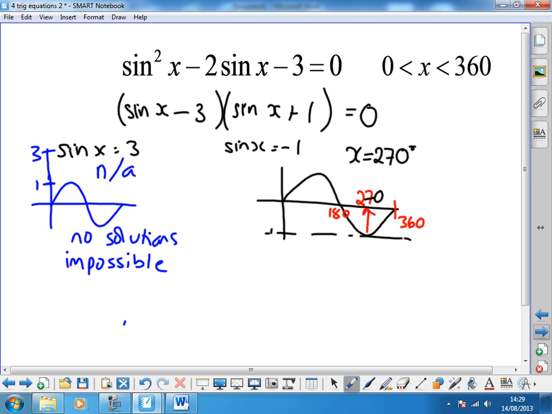Yeah. And we only want between 0 and 360, and you can see there's only one solution by looking at the graph. So, yeah. I mean, if you did want to check on your calculator, then you can obviously option calc, solve, sine x equals minus 1, and just check that it is the only solution.